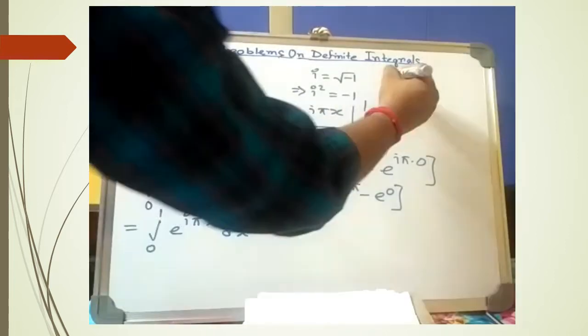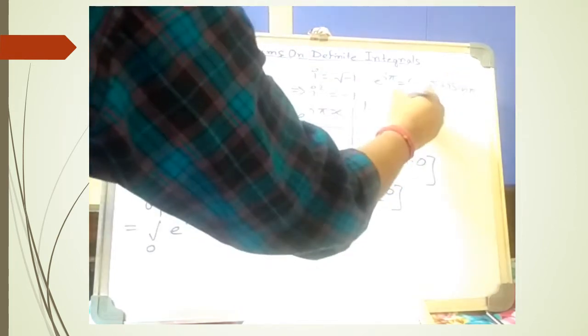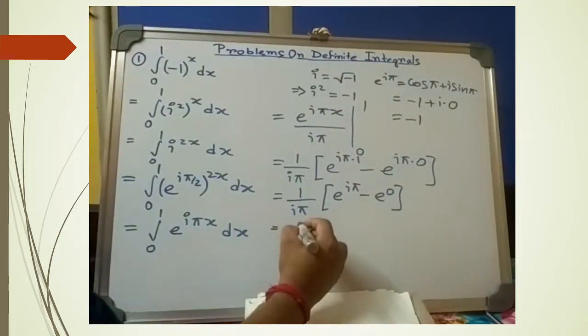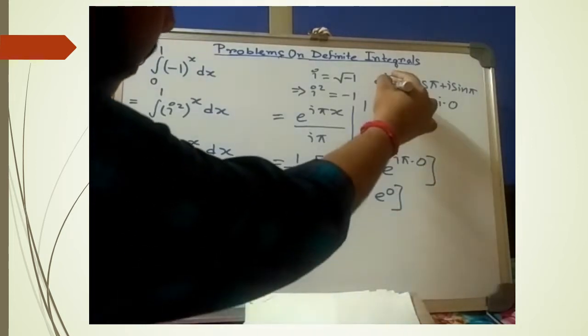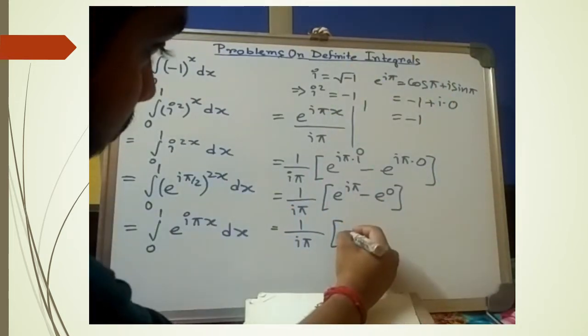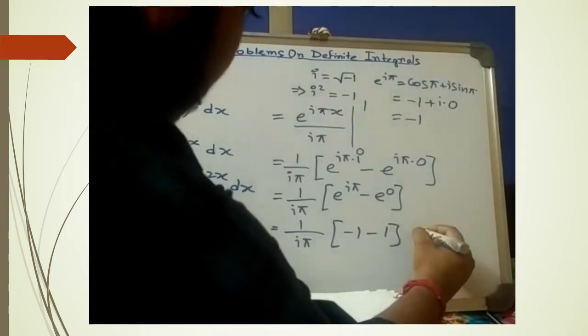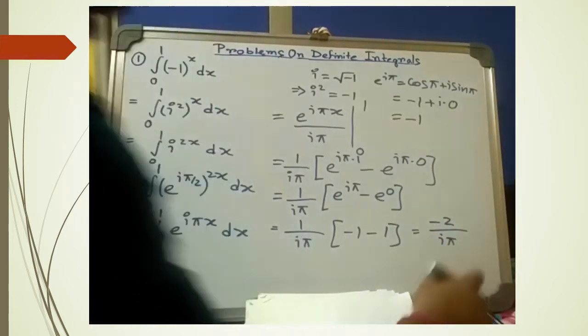Again from Euler's formula, e to the power i pi equals cos pi plus i sin pi. So cos pi means minus 1, plus i sin pi, so i into 0, so this equals minus 1. So 1 divided by i pi, here e to the power i pi means minus 1, so minus 1 minus e to the power 0, which means 1. So finally we get minus 2 divided by i pi.